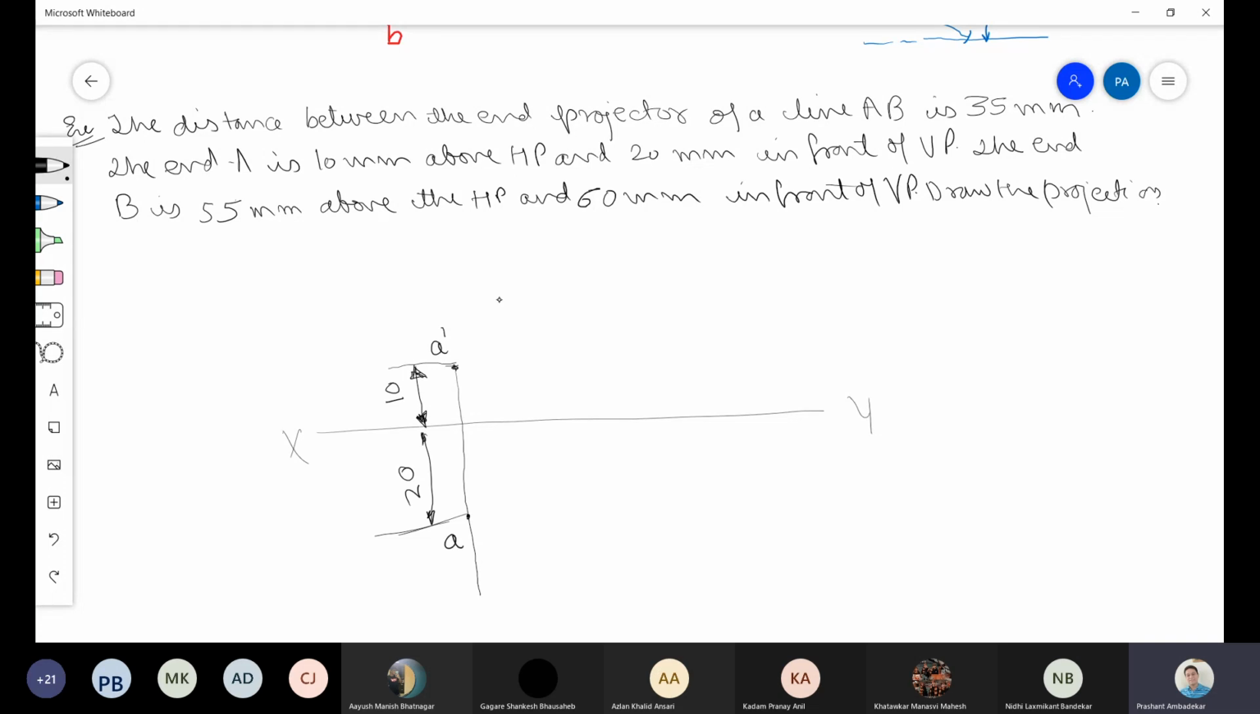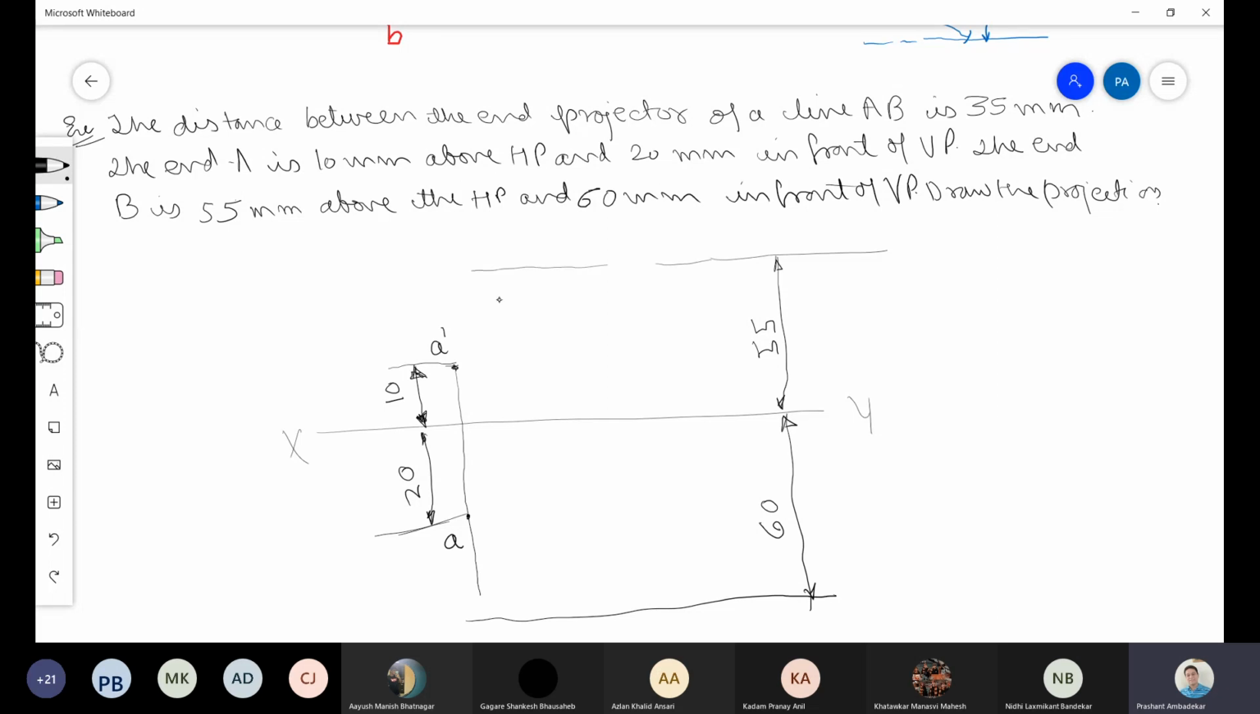Now the end projector, the end B is 55 mm above HP. 55 mm above HP, we will draw a line like this. This distance is how much? 55. And below this, the distance is how much? This is given as 60. All those who have attended my first lecture and second lecture are also able to do this. Or if you are interested, you can do it.